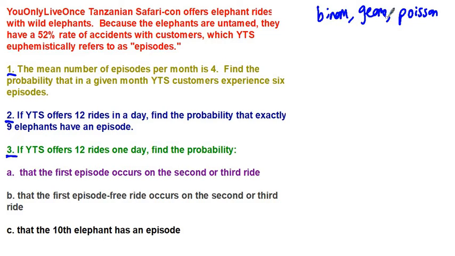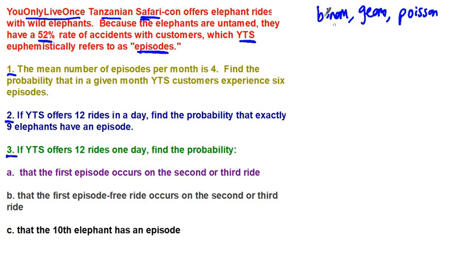Alright, so the problem says you only live once. It's quite a curious name for a safari company, but you only live once. Tanzanian Safari Con offers elephant rides with wild elephants. Because the elephants are untamed, they have a 52% accident rate, which YTS, meaning you only live once Tanzanian Safari, that's YTS. They euphemistically refer to these accidents as episodes. So every time an elephant goes crazy and attacks a customer, they're calling it an episode.